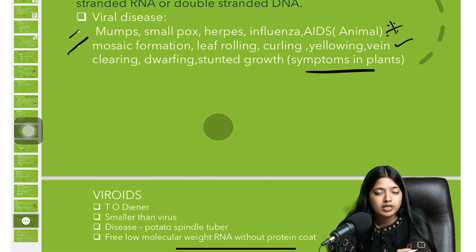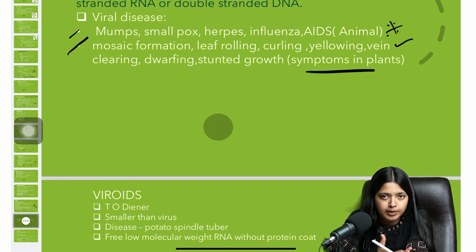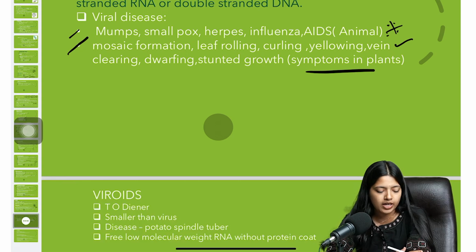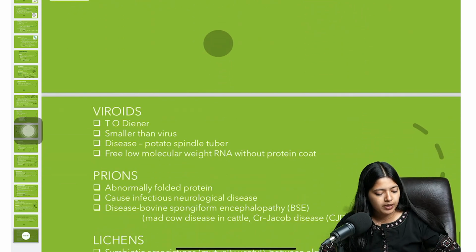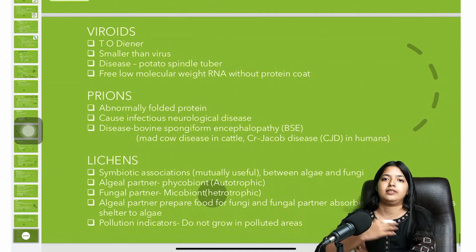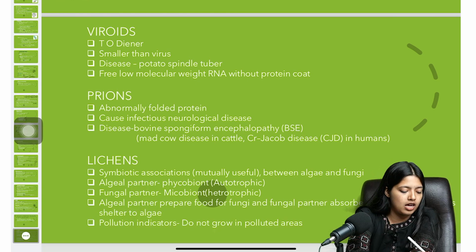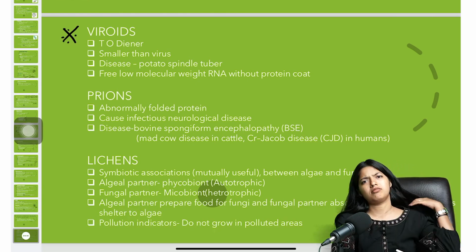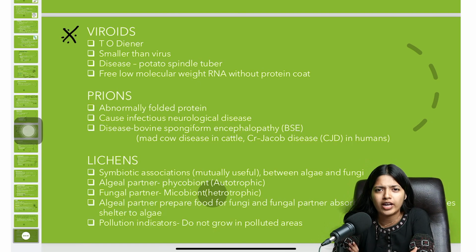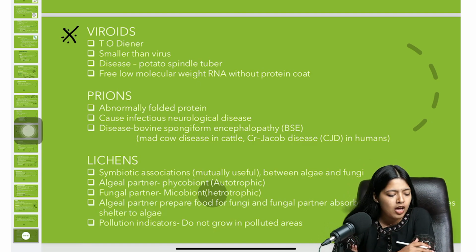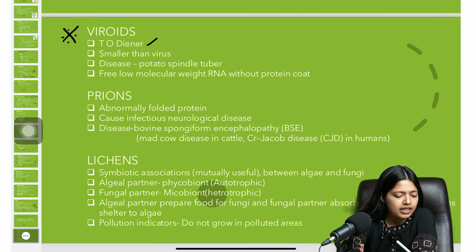Once again, examples of viral diseases: mumps, smallpox, herpes, influenza, AIDS in animals, and some symptoms in plants. So virus is completed. Next is viroids. I hope you are familiar with this term, viroid. This term has some similarity with virus, right? Viroid was discovered by T.O. Diener.